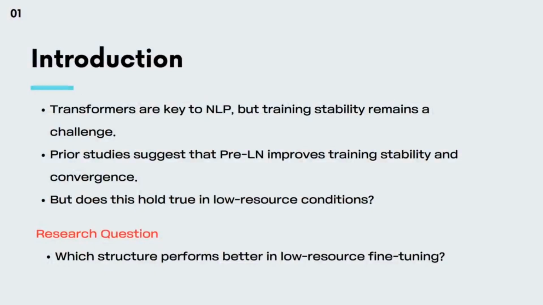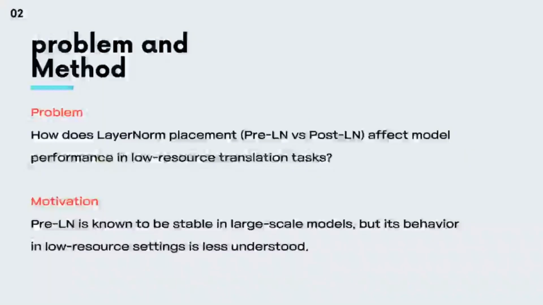But most of those studies used large datasets and powerful hardware. So here's our question: which structure, PreLN or PostLN, works better when we have only a small amount of data? That's the main focus of our study. Our goal is to find out how layer norm placement affects translation performance when training data is limited. We know PreLN works well in large-scale models, but what about low-resource conditions? That's what we wanted to explore.